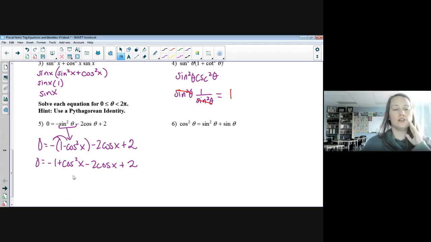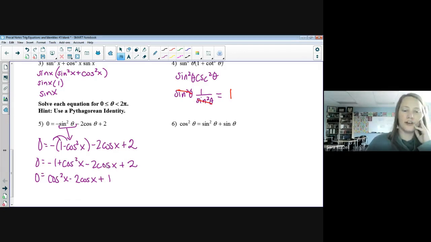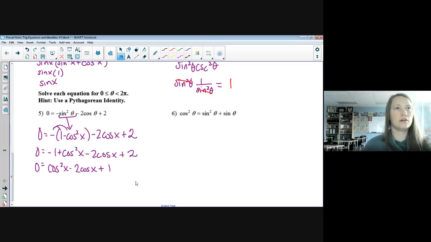Okay. Now we're going to combine like terms if we have them, and it looks like I have a negative 1 and a plus 2. And we get to practice the problems that we did last time with our factoring. I just wrote the squared term first, then the regular cosine, and then 2 and negative 1 make a positive 1. Now everything is in the same trig function, and we can use our factoring technique from last time.